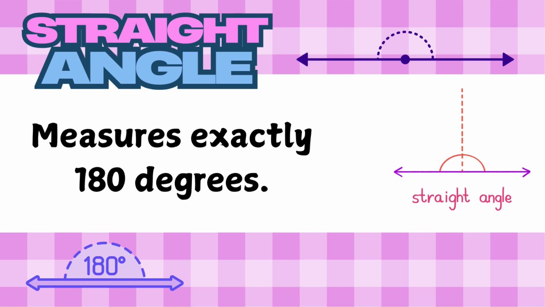In this type of angle, the two rays point in opposite directions, effectively splitting a full circle exactly in half. Imagine a line drawn horizontally across a page. This represents a perfect straight angle.